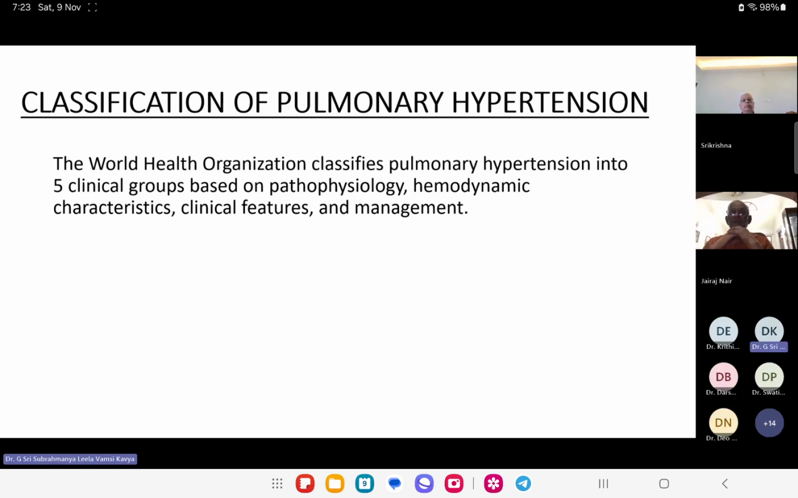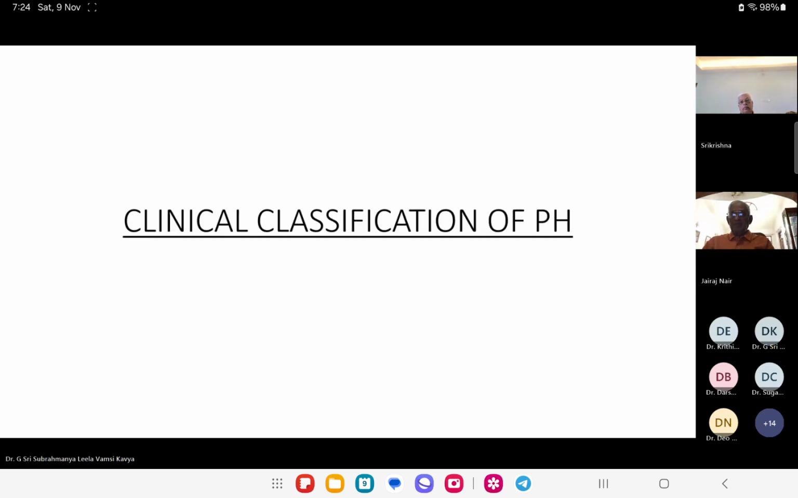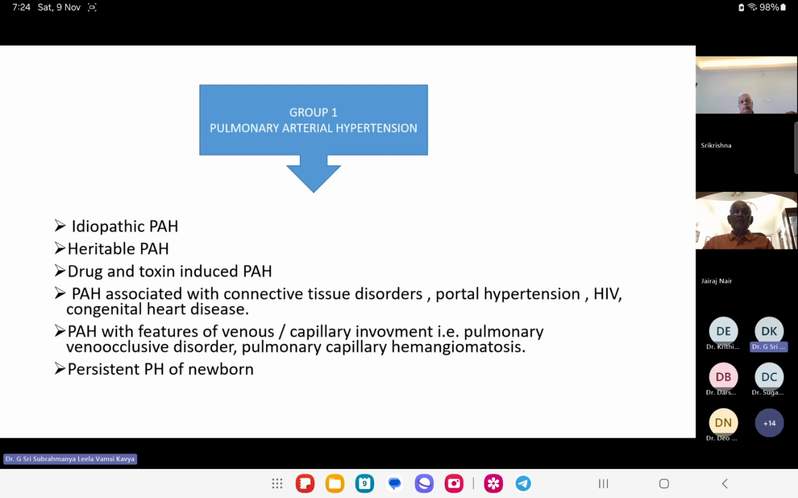Classification. The World Health Organization classifies pulmonary hypertension into 5 clinical groups based on pathophysiology, hemodynamic characteristics, clinical features, and management. Clinical classification. Group 1 includes idiopathic pulmonary arterial hypertension, heritable pulmonary arterial hypertension, drug and toxin induced PAH, PAH associated with connective tissue disorders, portal hypertension, HIV, congenital heart diseases, PAH with features of venous or capillary involvement, that is pulmonary veno-occlusive disorder, pulmonary capillary hemangiomatosis, and persistent PH of newborn.